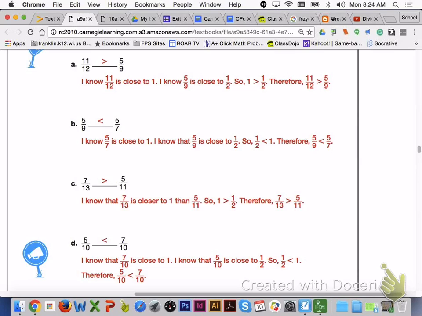Number 1, letter A, 11/12 is close to 1, 5/9 is close to 1/2, so 11/12 is greater than 5/9. Letter B, 5/7 is close to 1, 5/9 is close to 1/2, so 5/9 is less than 5/7. For letter C, 7/13 is closer to 1 than 5/11, so 7/13 is greater than 5/11. And for letter D, 7/10 is close to 1, 5/10 is equal to 1/2, so 5/10 would be less than 7/10.